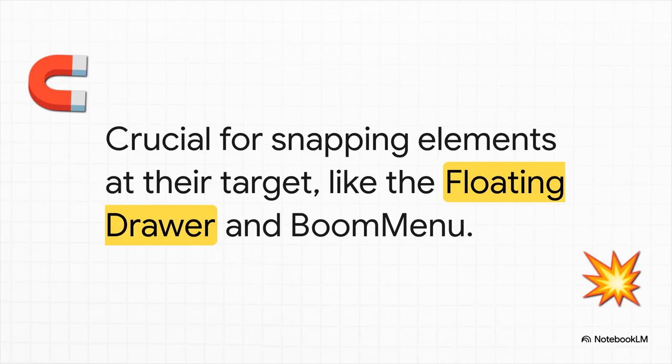Let's take easeOutElastic as an example, straight from the module source notes. Say you want a menu to pop onto the screen and slightly overshoot its target before vibrating back into its final resting place. You'd use an elastic curve. As the notes point out, this specific mathematical equation is absolutely crucial for modern UI components, like the floating drawer or those dynamic boom menu effects. It perfectly mimics the physics of an actual physical spring snapping into place.